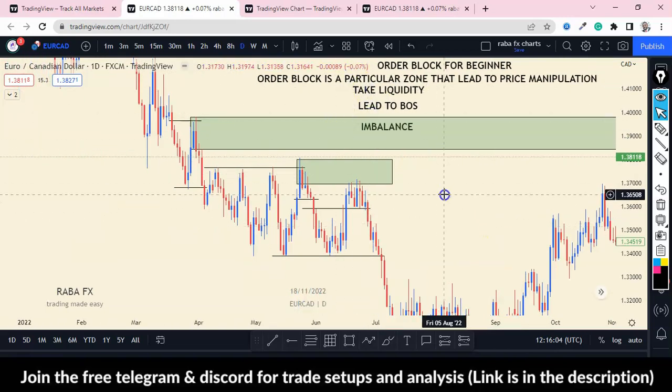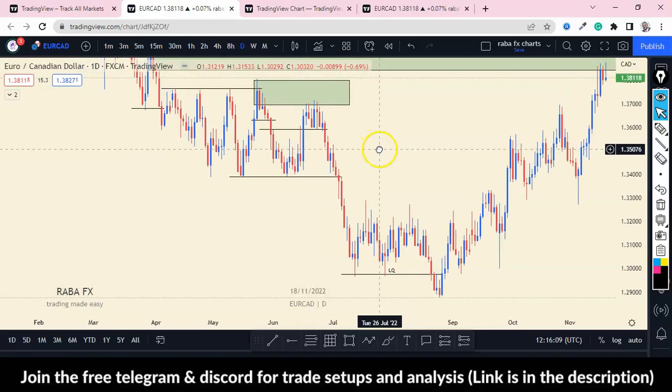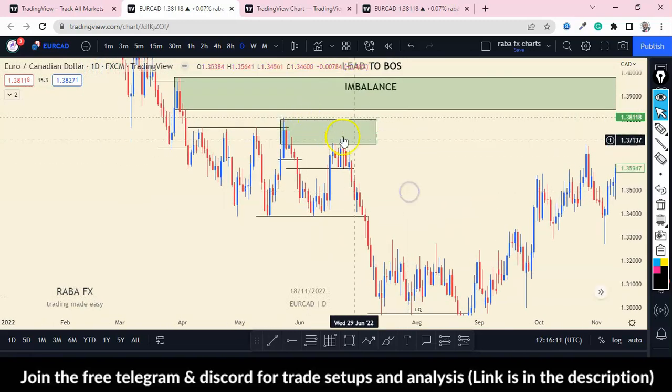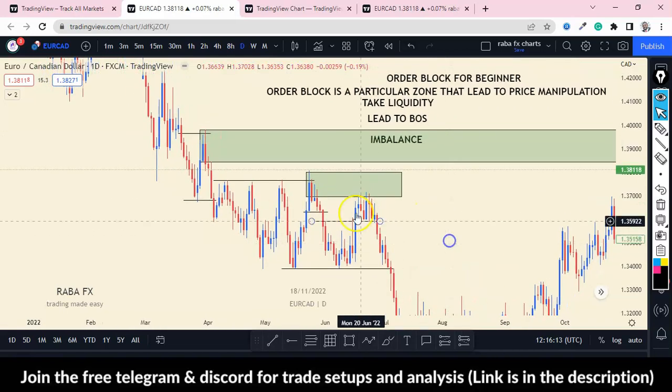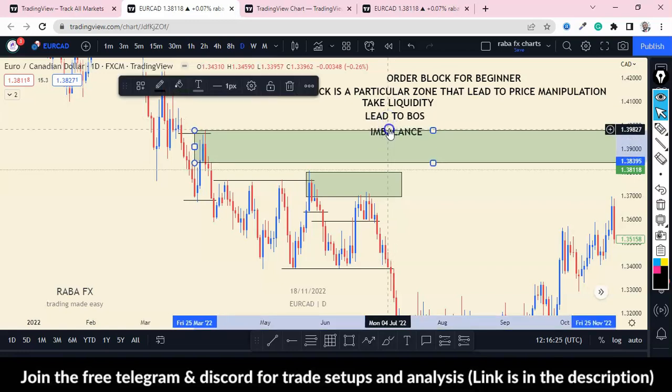So now, what do you consider a fake order block? Before I go into fake order block, does it mean that if an order block has these 3 criteria, it is a holy grail? No, it's not.